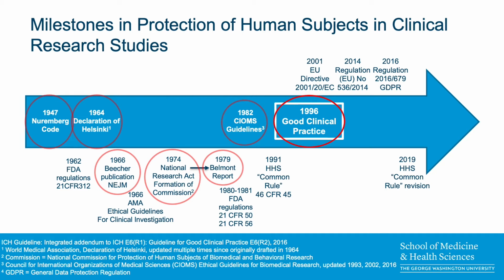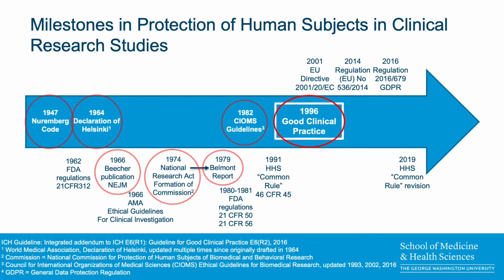CIOMS is another international organization that drafts standards for clinical research. And these CIOMS guidelines added more detail about procedures, such as the choice of control groups and compensation of research subjects. So then all of these elements in these various reports then became incorporated into good clinical practice.